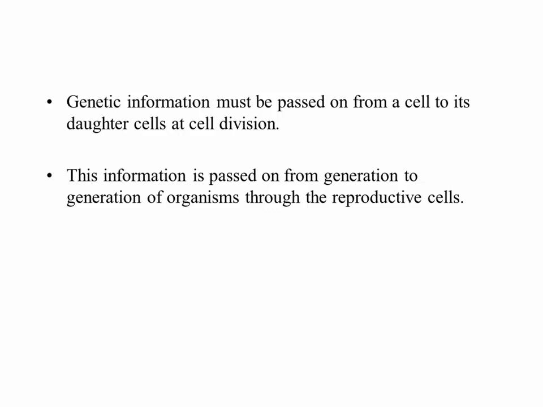Now the genetic information must be passed on from a cell to its daughter cells at cell division, right? So every time a cell divides, the entire set of DNA has to be copied, right? And then properly apportioned between the two daughter cells, right? And this information is passed on from generation to generation of organisms through the reproductive cells, right? You get your DNA from both your parents, right? Who in turn got it from their parents and so on. Okay, so it's being handed down through generations, right? And in a very faithful way.